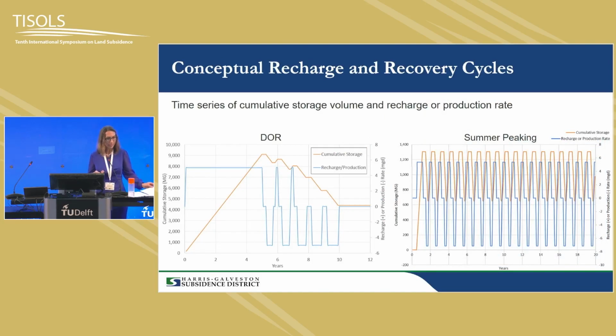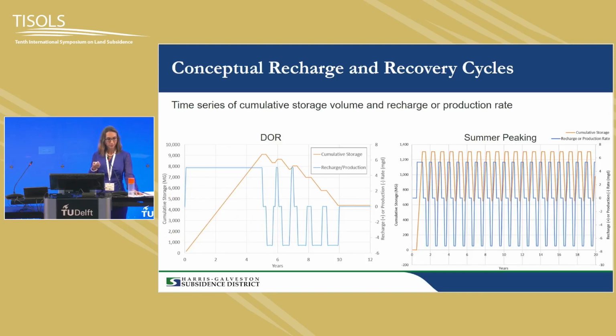So now we considered recharge and recovery cycles as part of our conceptual design for this ASR project. For the DOR case, we were assuming a 5 million gallons per day recovery over that 5-year time interval. And this graph shows the cumulative water stored in millions of gallons, sorry for the different metrics that we use here in the States, shown as that red line, or it kind of looks almost orange on this screen here. And then the recovery or the recharge rate in millions of gallons per day, which is in this blue line here.